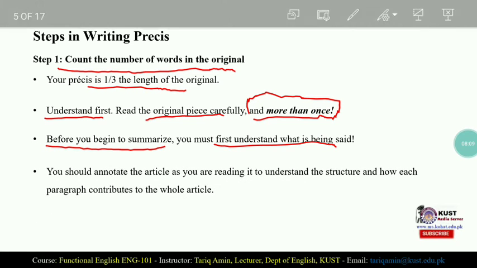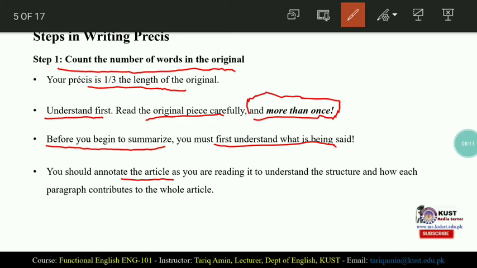You should annotate the article as you are reading it, to understand the structure and how each paragraph contributes to the whole article. When you read the original piece of writing, read it as an active reader, not as a passive reader. You should critically think over each word and sentence, and each point discussed in the paragraph. You should be an active, critical reader.